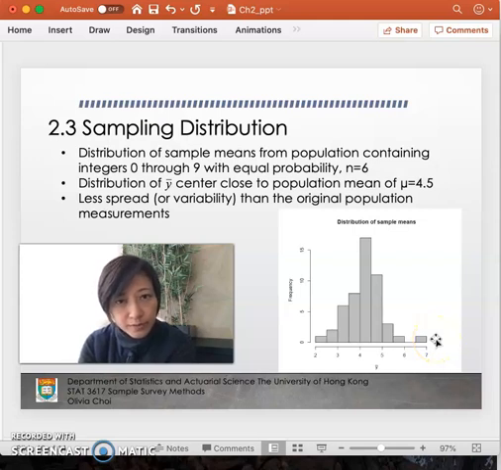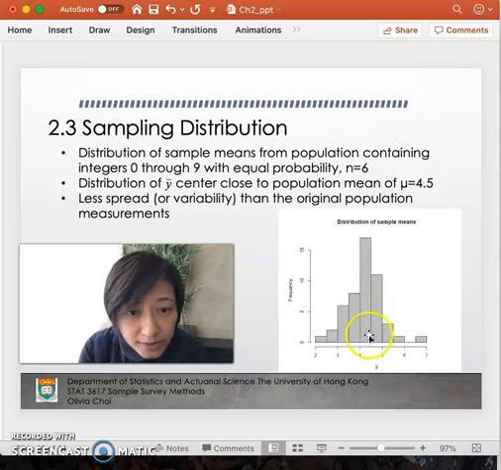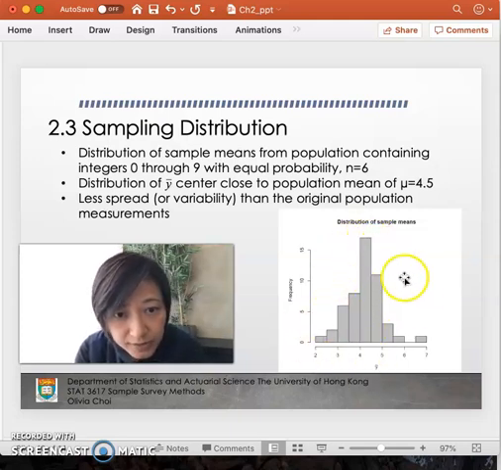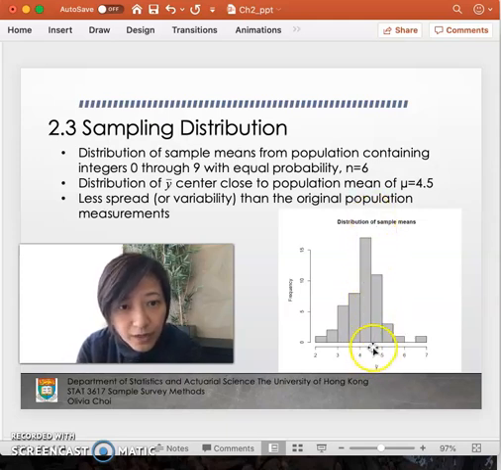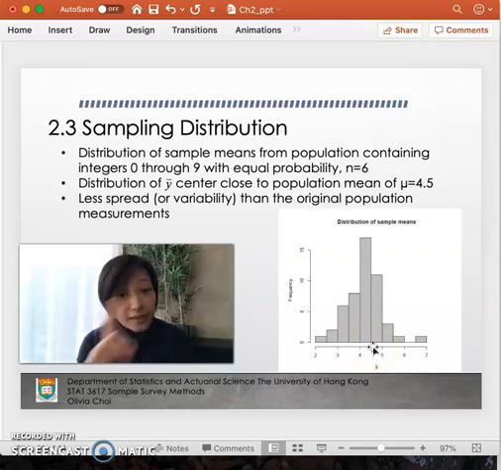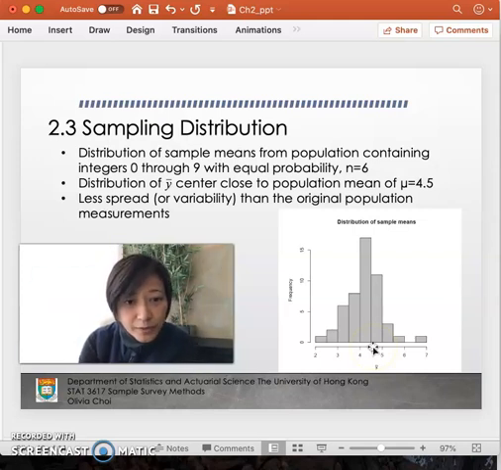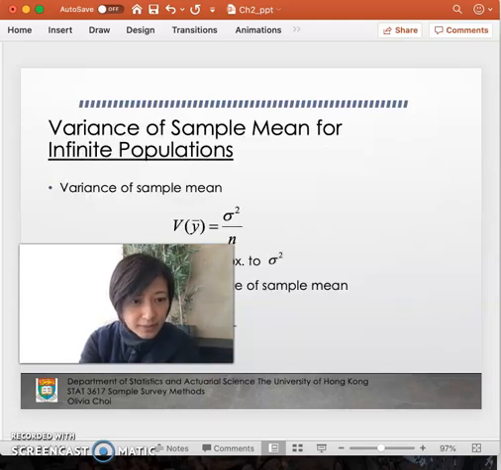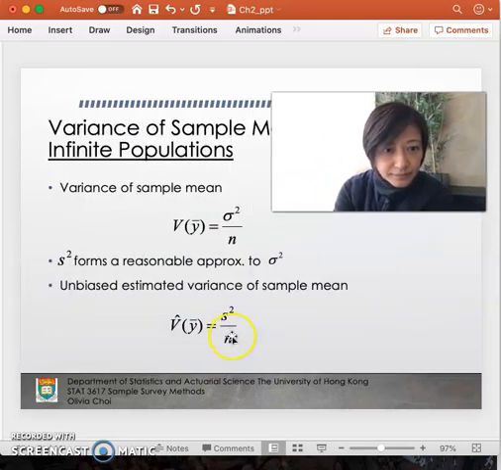Like the central limit theorem says, the expected value of y bar would be the unbiased estimator for the population mean. In this case, we can look at those 50 sample means. It looks like the one in the middle, 4.5, would be an unbiased estimator for the population mean. Then we look at the variance of our sample mean. We can use s squared divided by n to describe the estimated variance of my sample mean. Okay?